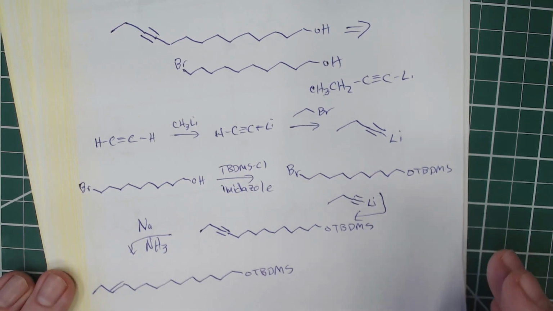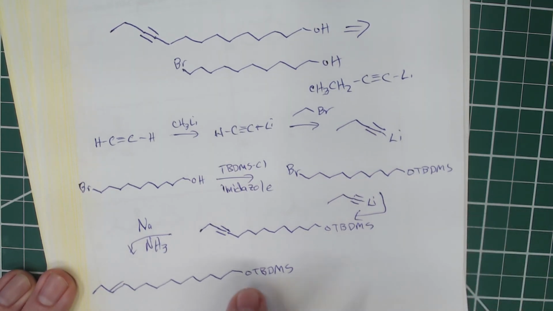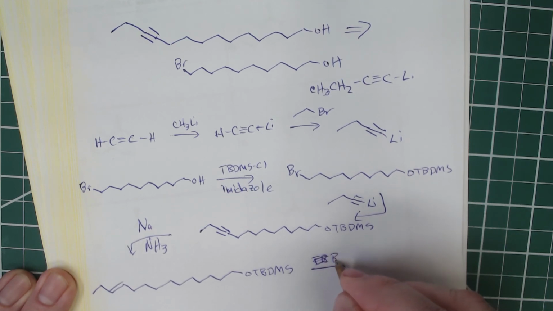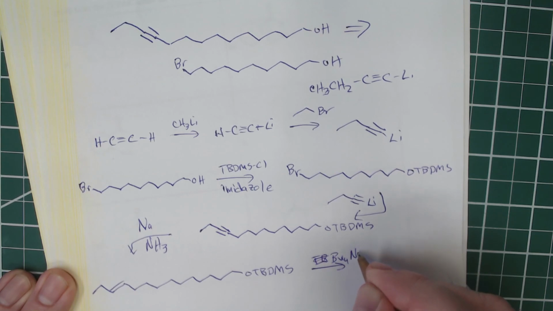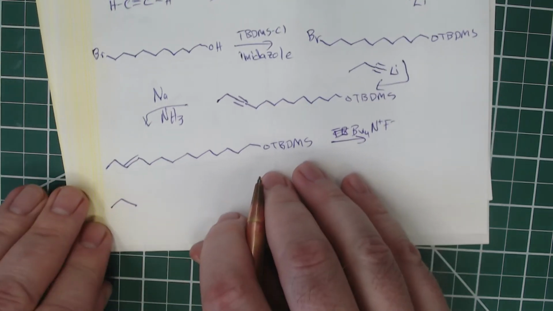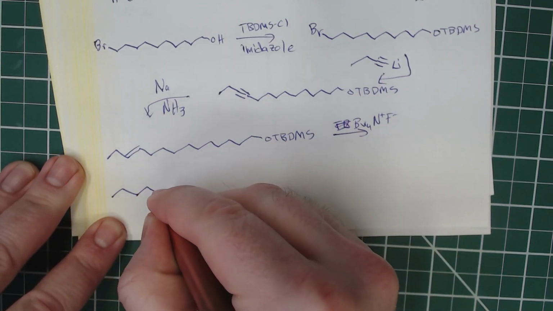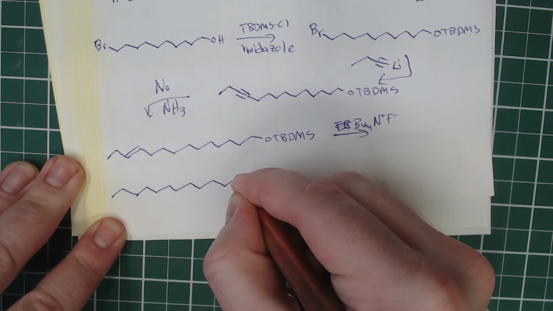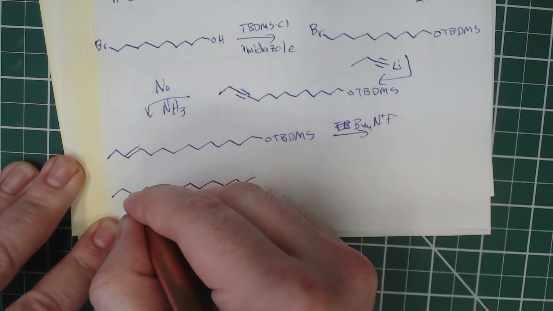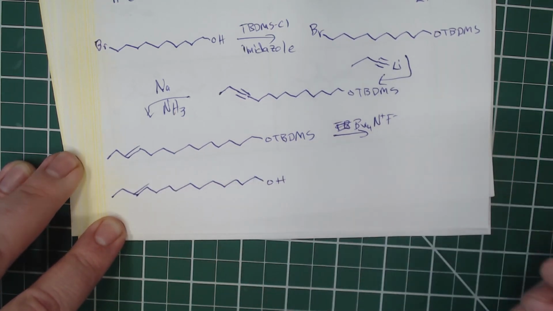All right. We then need to remove our TBDMS. So we'll do Bu4N plus F minus, the tert-butyl ammonium fluoride. And that will get us to the alcohol. 3, 4, 5, 6, 7, 8, 9, 10, 11, 12, 13, 14. All right, so we have a double bond there and OH there.